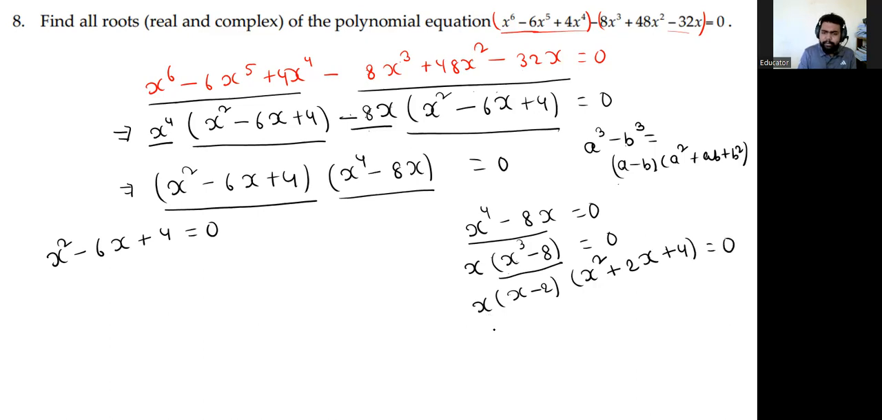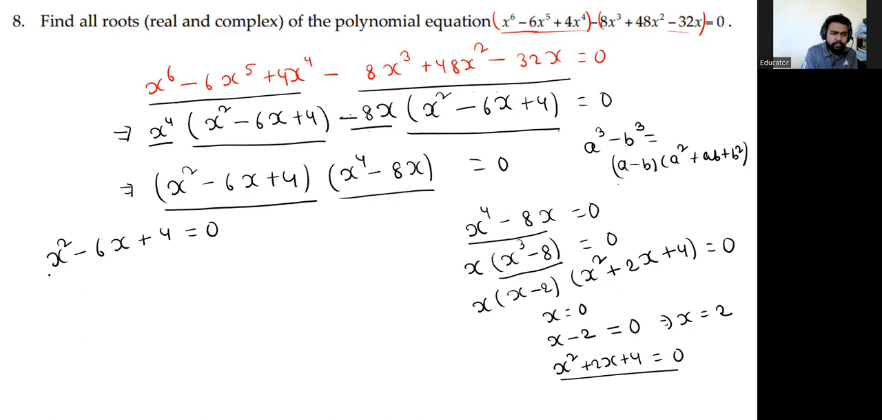From here, there can be three possibilities. Either x would be equal to 0, so one answer is 0. The second could be x minus 2 is equal to 0, and from here I get x is equal to 2. And the third possibility is x squared plus 2x plus 4 is equal to 0. Now we have to solve these two quadratic equations, and we will get four answers from here. Two answers I already have, so the total would be six answers.